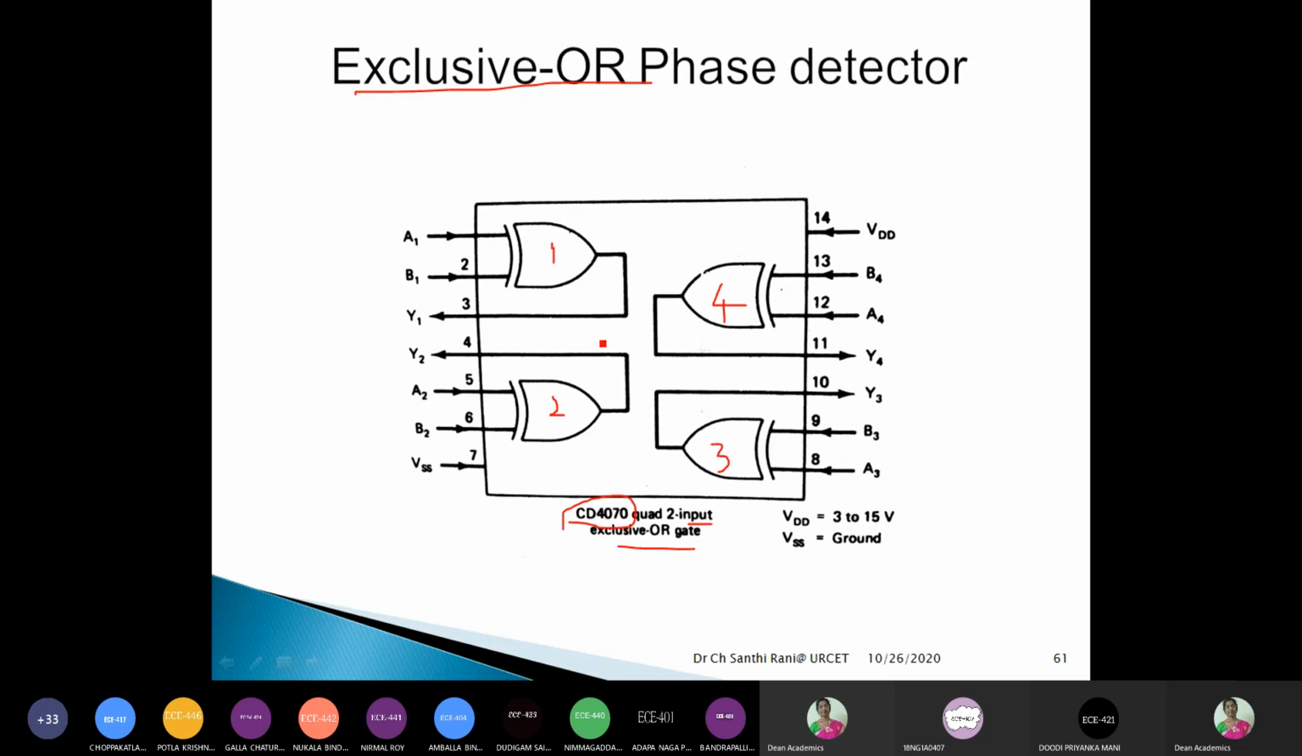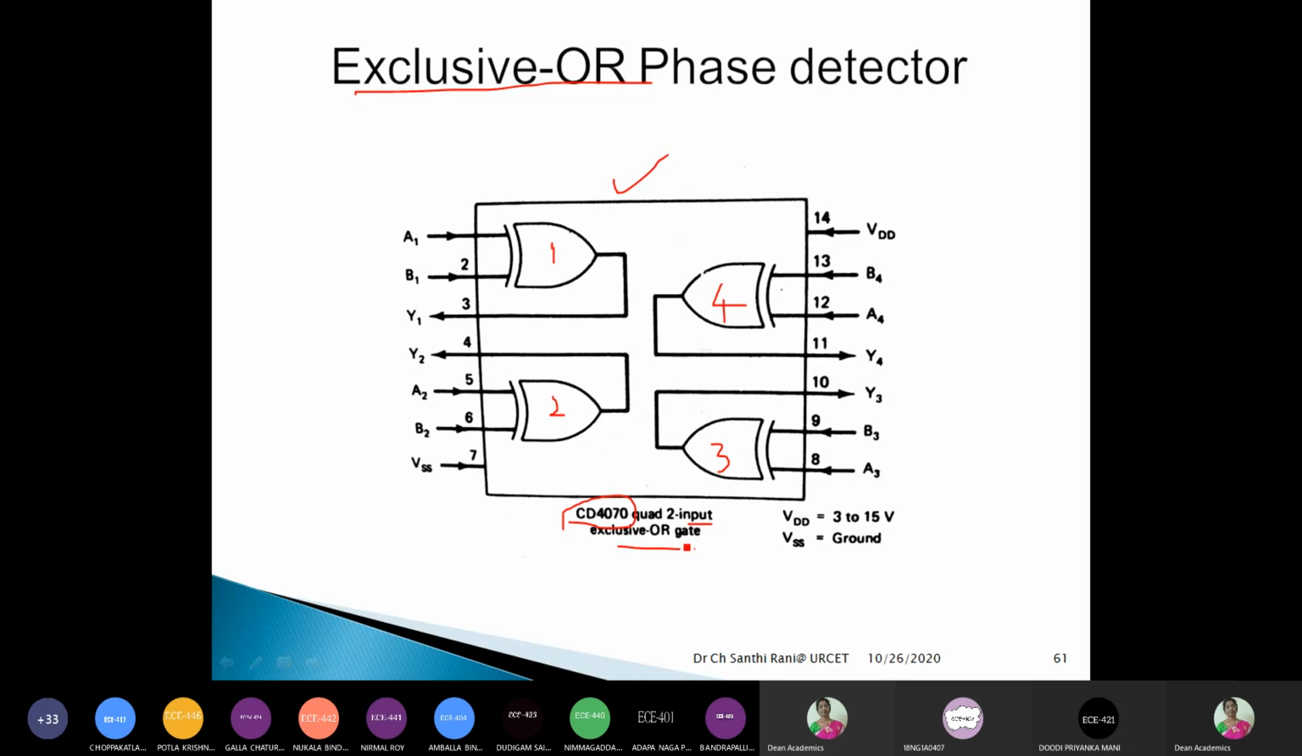Then what is that? Four exclusive OR gates. So 4 outputs and 8 inputs, right? 8 plus 4 outputs, 12. 12 plus VSS and VDD, 12 plus 2, 14. So it is a very simple IC, right? That is the difference between analog ICs and digital ICs. Digital ICs have just input pins and output pins. If you follow the notation, that is sufficient. You can remember these pins very easily, right? 7th and 14th are VSS and VDD, and then input pins and output.